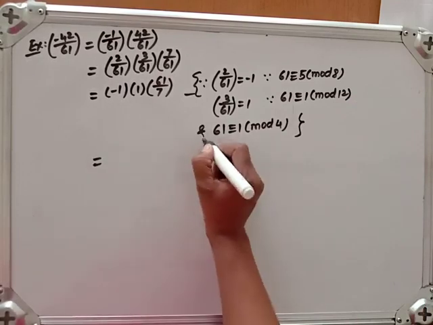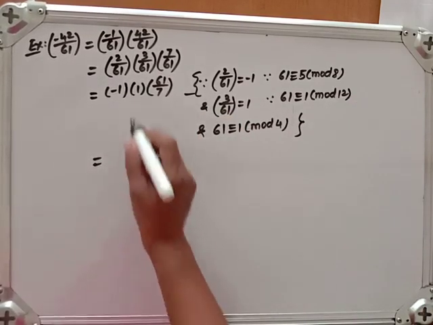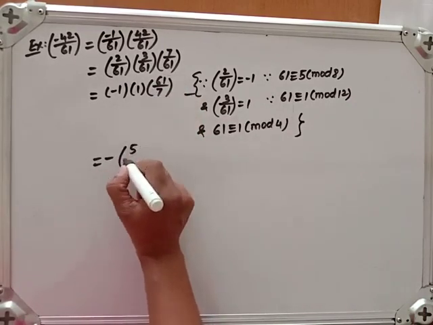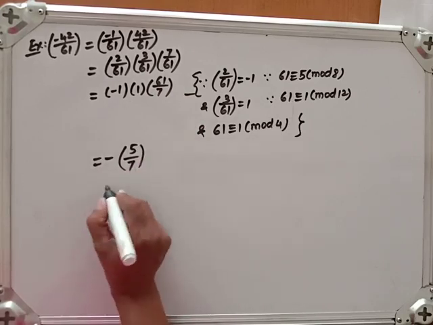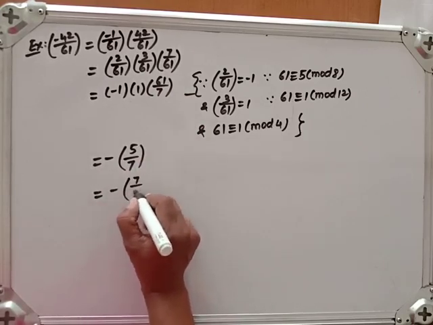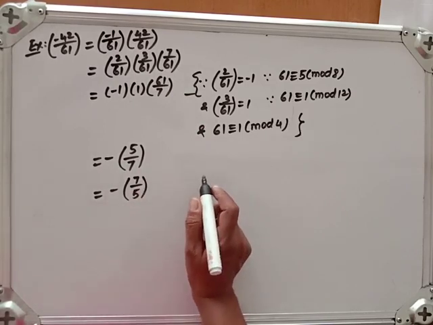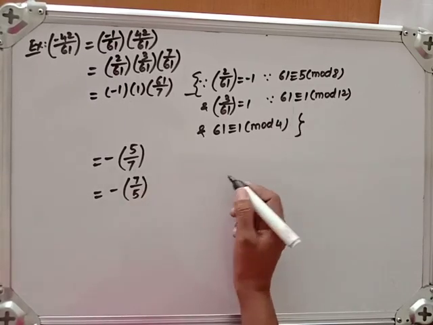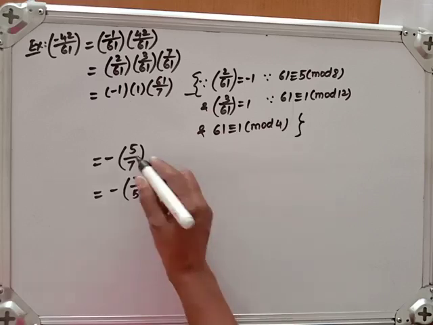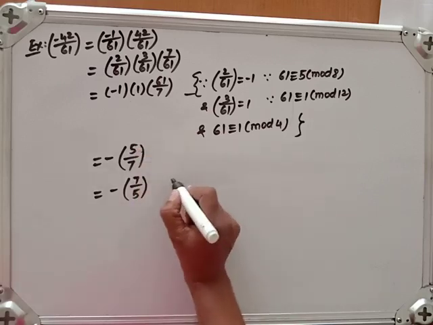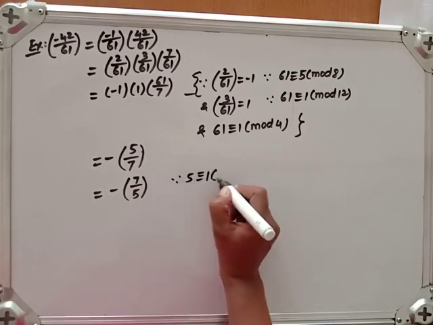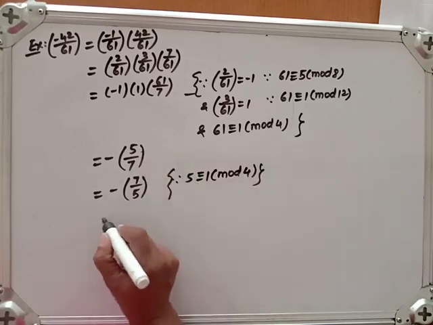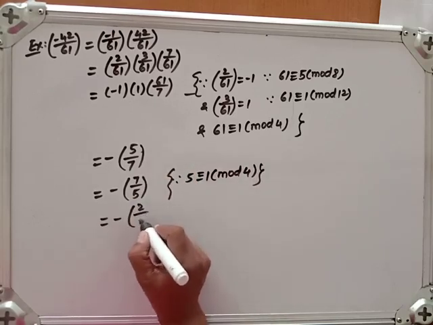So, okay, this is minus of what? Minus of this will become 5 by 7. The Legendre symbol of 5 by 7 is the same as minus of 7 by 5, because 7 is congruent to 3 modulo 4, and 5 is congruent to 1 modulo 4. That's why the sign remains the same. So this is minus of 2 by 5.